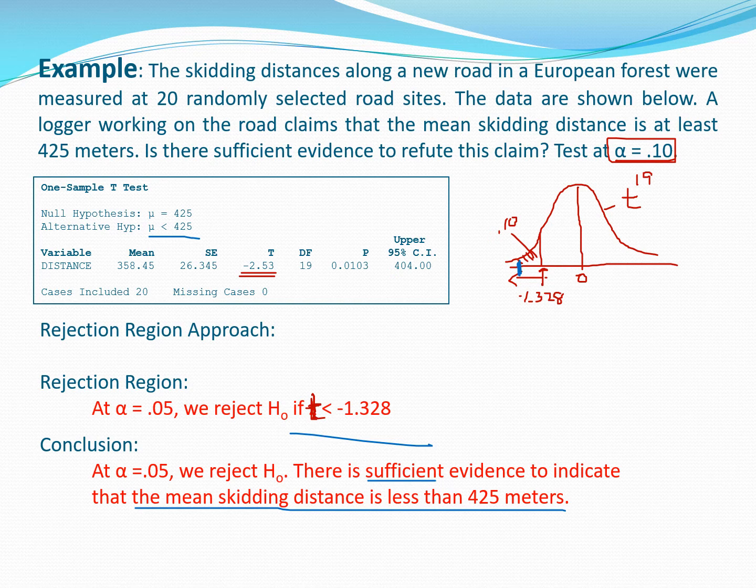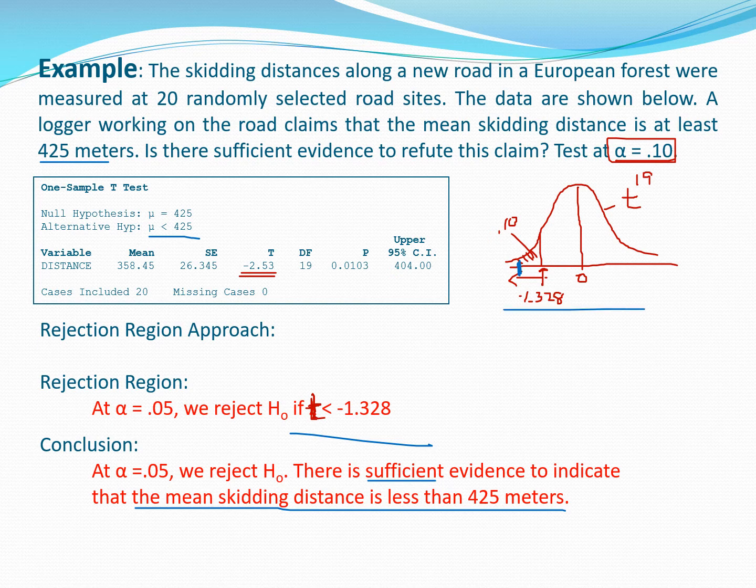Can we refute the logger? Yeah, we can. The logger says it's at least 425. I'm going to go back and find that logger and say, hey, logger guy, logger woman, you're wrong. At alpha equal 0.05, with 95% confidence, I believe you're wrong. That's how we do a test of hypothesis. That's using the rejection region approach.